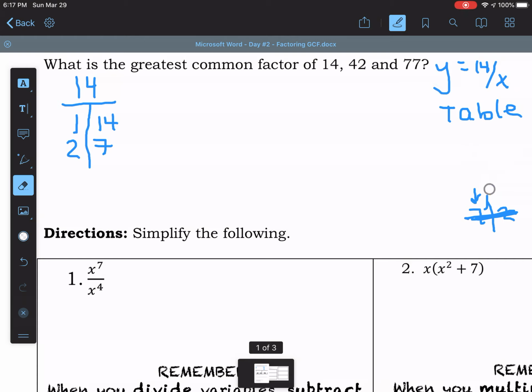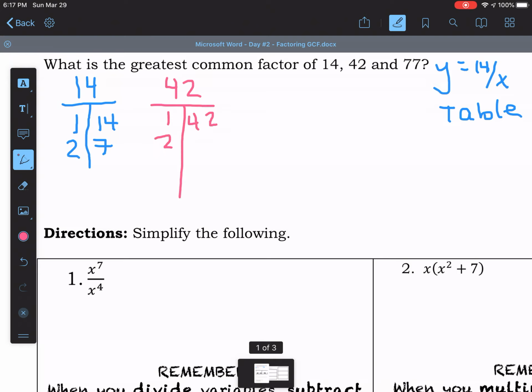Let me just erase this. Now we'll do 42. For 42, our factors are 1 and 42, 2 and 21, 3 and 14, 6 and 7. And then our factors of 77 are 1 and 77, and 7 and 11.